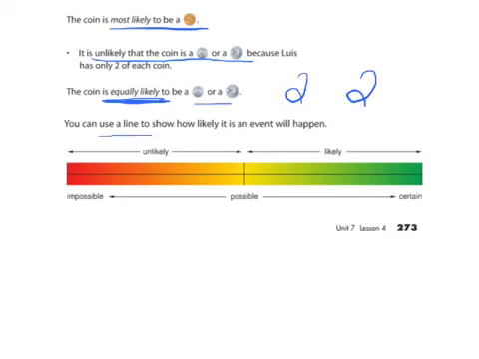Sometimes we can use a number line to show how likely something is. If it's possible, if it's impossible, how close to impossible is it? How unlikely is it? It was pretty unlikely that it was going to be a dime or a nickel. It was fairly likely that it was going to be a penny. So you can use a number line as well to help you communicate or determine the likelihood of an event.